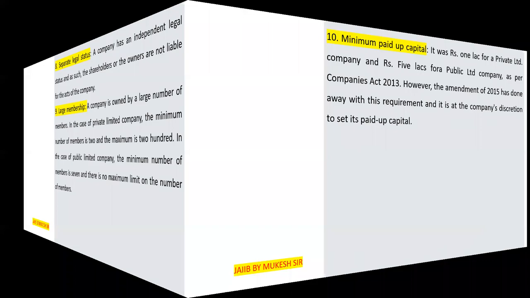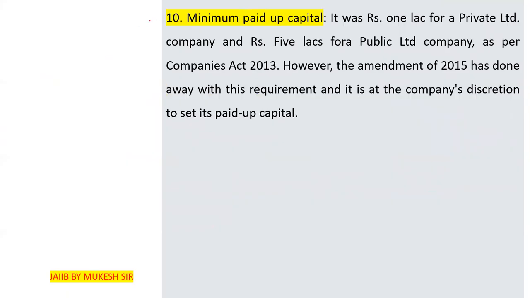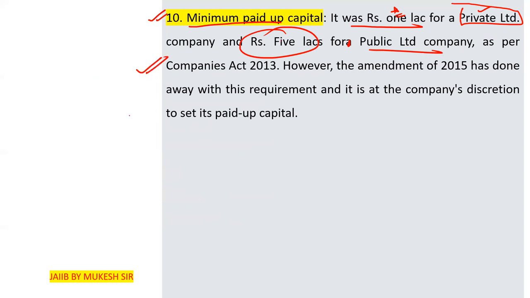The last point we have to discuss is minimum paid up capital. For a private company, which has a minimum of 2 members and a maximum of 200 members, the minimum paid up capital is rupees 1 lakh. And for a public limited company, it is 5 lakh. That is as per the Companies Act 2013.